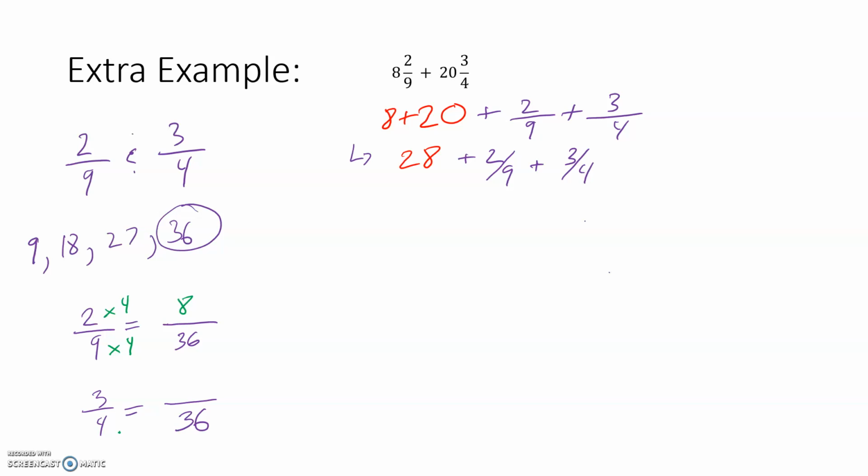Now I'm going to look at 3/4. How can I get that to 36? 4 times 9 is 36. So I'm going to multiply 9 times the numerator, 3, and I get 27. So these are my new fractions, 8/36 and 27/36.